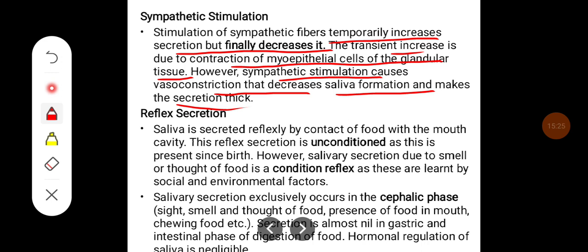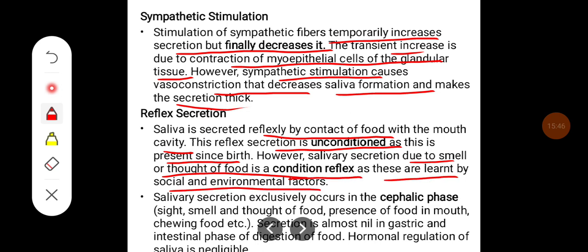Saliva is secreted reflexly by contact of food with the mouth cavity. So this reflex secretion is an unconditioned reflex as it is present since birth. However, salivary secretion due to smell or thought of the food is called a conditioned reflex as these are learned by social and environmental factors.